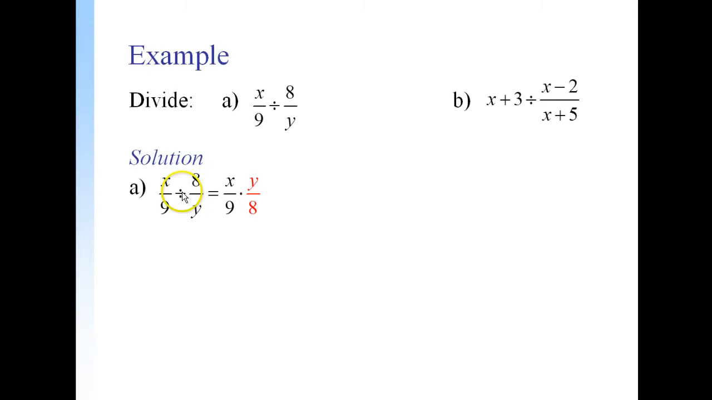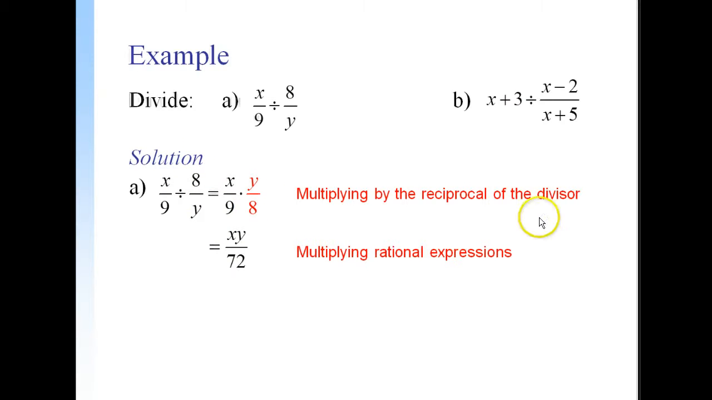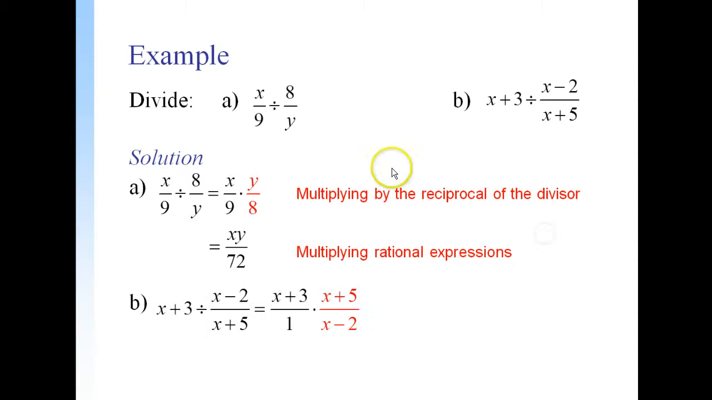So they're just changing from division to multiplication and then the reciprocal, and you get that. Okay. And for B, again, they're changing it from division to multiplication and flipping the second term, taking the reciprocal. And there's nothing that could cancel out, and they leave it in factored form.